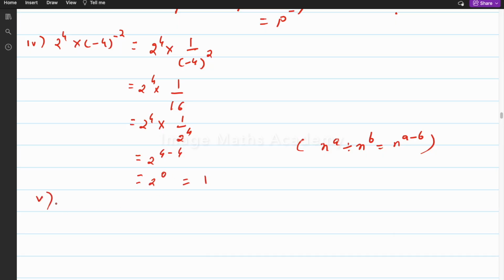Fifth one, 8 to the power p multiplied by 8 to the power q, which is equal to base is same, powers addition p plus q, using formula n to the power a multiplied by n to the power b, which is equal to n to the power a plus b.